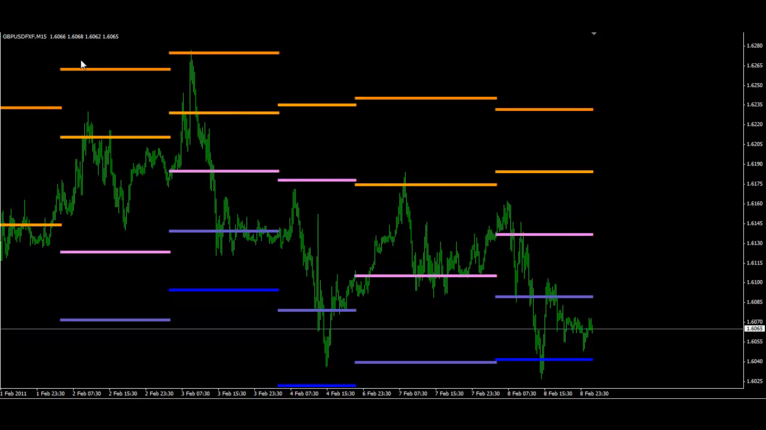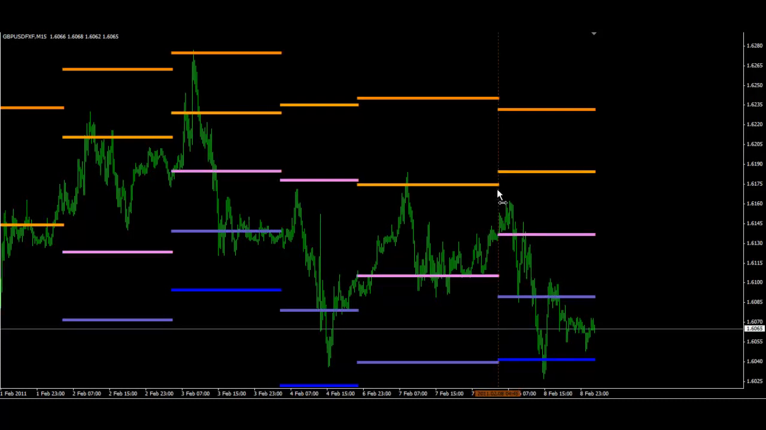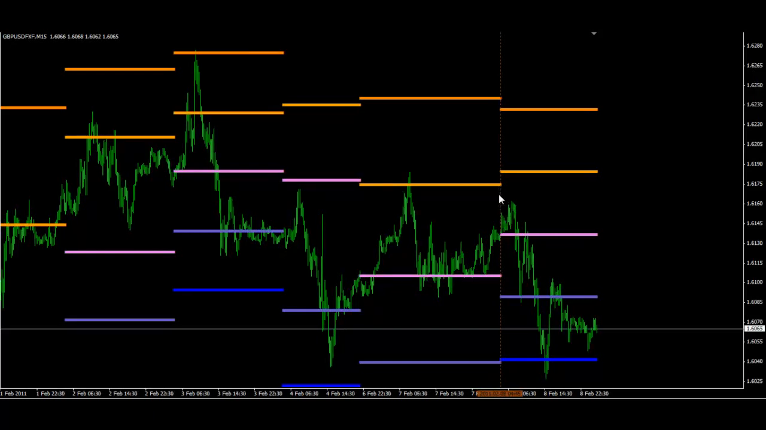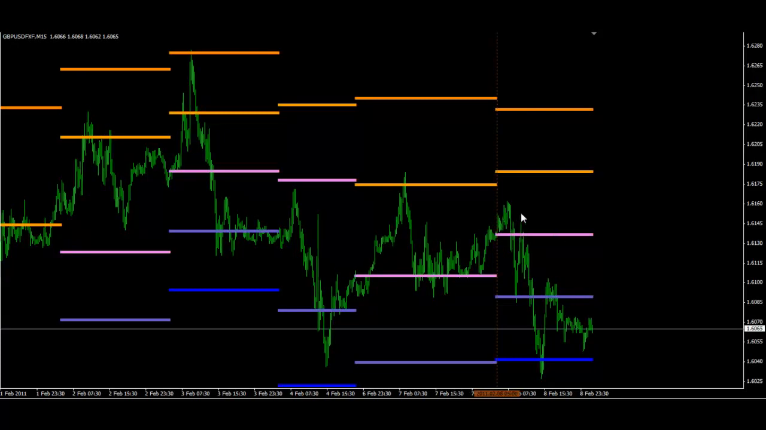Okay, and then what I'll do is I'll just take a vertical line, drop it in, and there you go. There's your New York time trade into a new session or new day for North America. And then your pivots will be lined up for New York Standard Time.